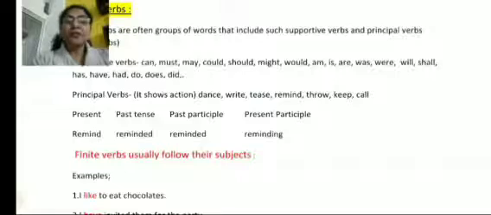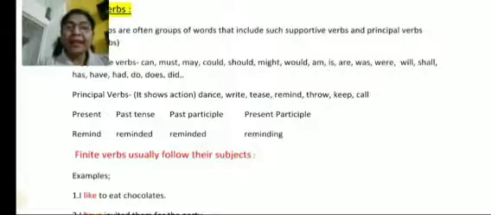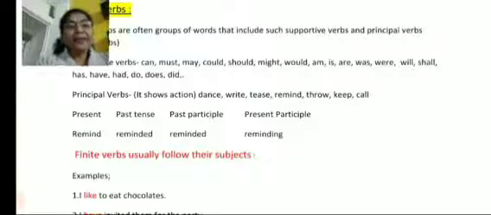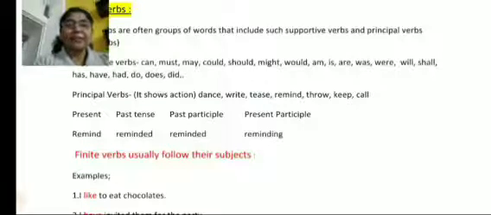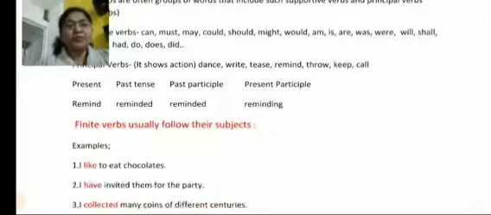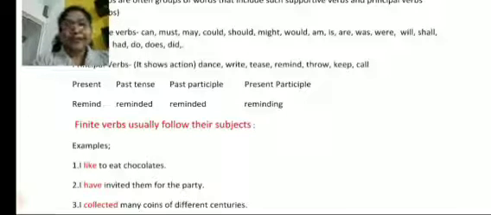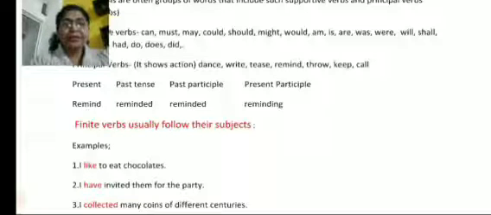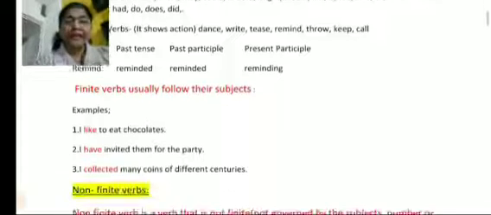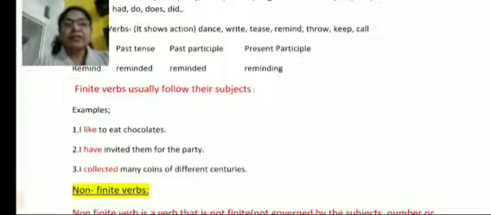So in the example we can see reminded, reminding, remind. Even if it comes as remind, that also can be the finite verb. If we get reminded, it is also a finite verb. And reminding, that also can be finite. So in different forms it comes. Now finite verbs usually follow their subject. Now the exact definition. What are the finite verbs? Finite verbs are nothing but when they follow the subject, that means when they come immediately after the subject, they are known as finite verbs. Now example: I like to eat chocolates.